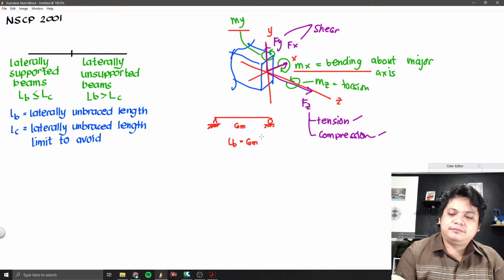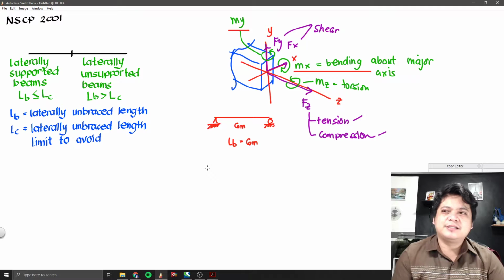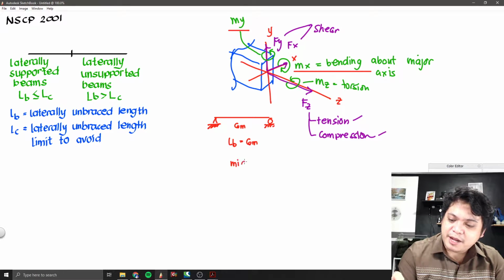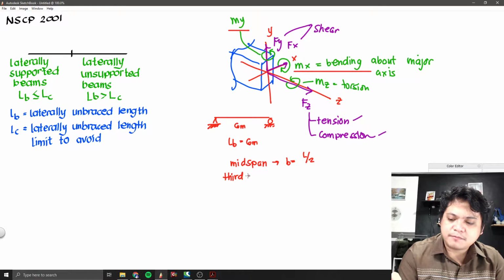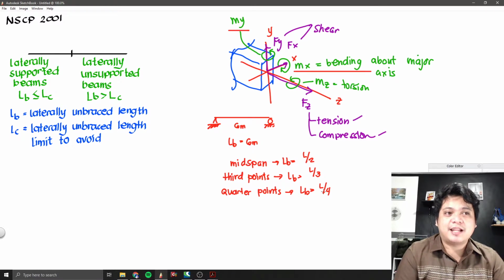Pero kapag sinabing, okay, laterally braced at every 3 meters, laterally braced at mid-span, ang LB natin is L over 2. Kapag laterally braced at third points, okay, ibig sabihin, ang ating LB is L over 3. Laterally braced at quarter points, it means ang LB natin equals to L over 4. Okay? Wherein the length is the length of the beam.